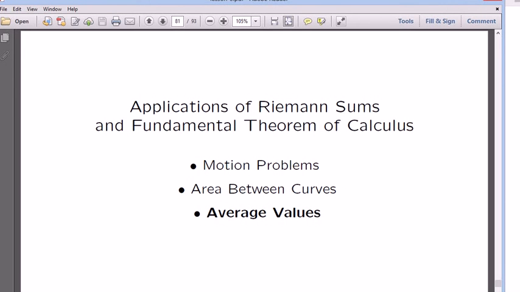Of Riemann sums and the fundamental theorem of calculus. You look at the problem in terms of Riemann sums, the second one, that we're about to do the third one, and actually calculate that Riemann sum using the fundamental theorem of calculus. All right? So that was this area between curves. Today I introduce average values.